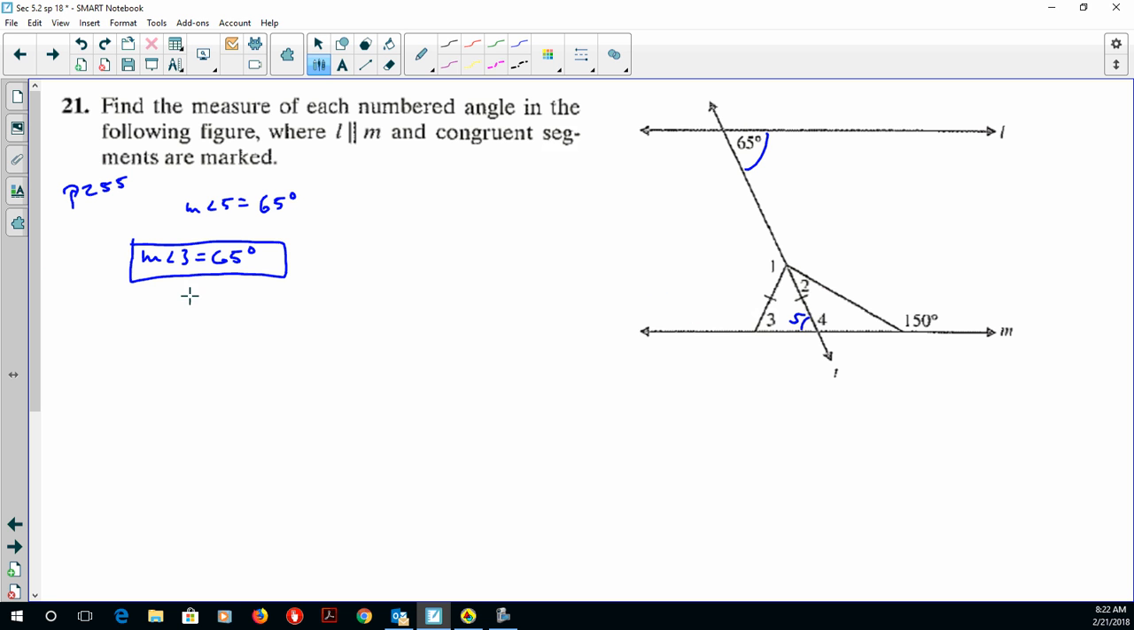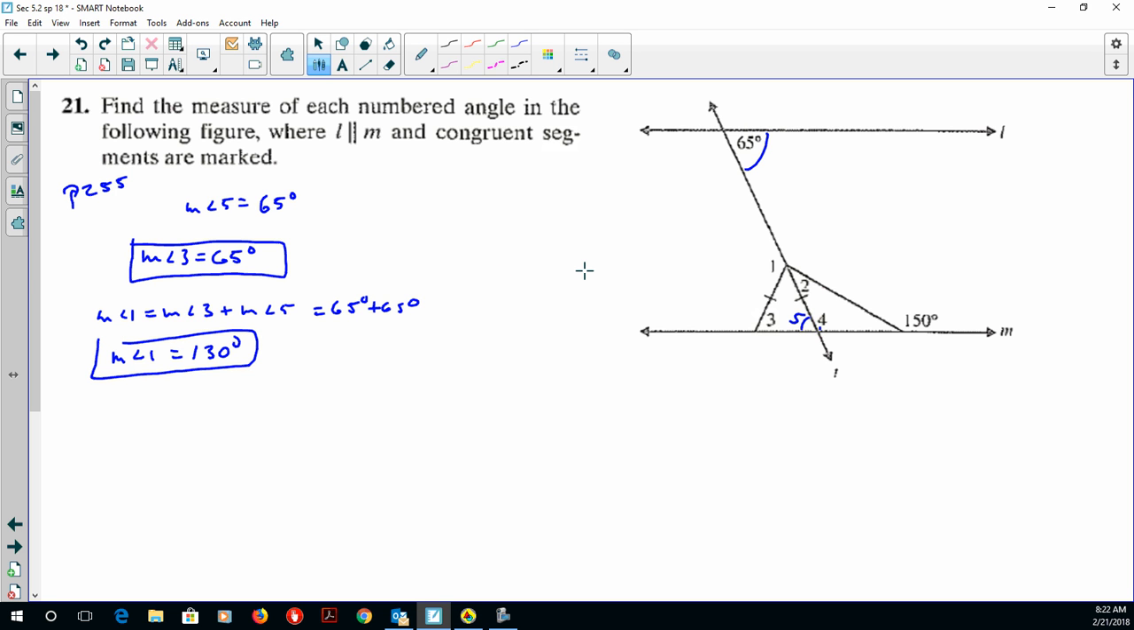Now, angle 1. Angle 1 is exterior to this triangle, so what we just had is the measure of angle 1 is the measure of angle 3 plus the measure of angle 5. So the measure of angle 1 is 130 degrees. Okay, let's see what else we got here.